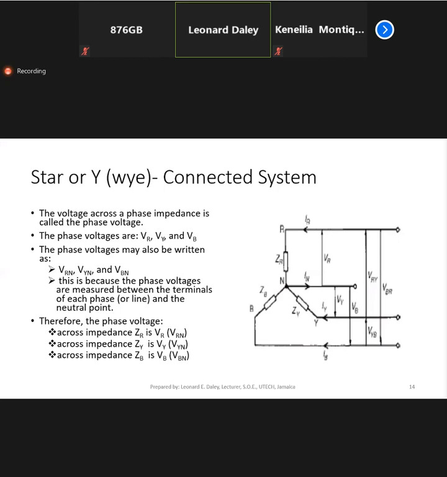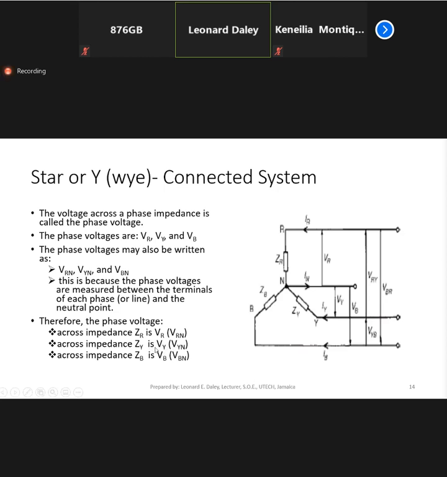All right. So the voltages across a phase impedance, as we said before, are VR, VY, and VB. And as I pointed out earlier, they can also be written as VRN, VYN, and VBN. This is because the phase voltage is measured between the terminals of each phase, the R line, and the neutral. So there's a reference to the neutral in the naming of the voltage.